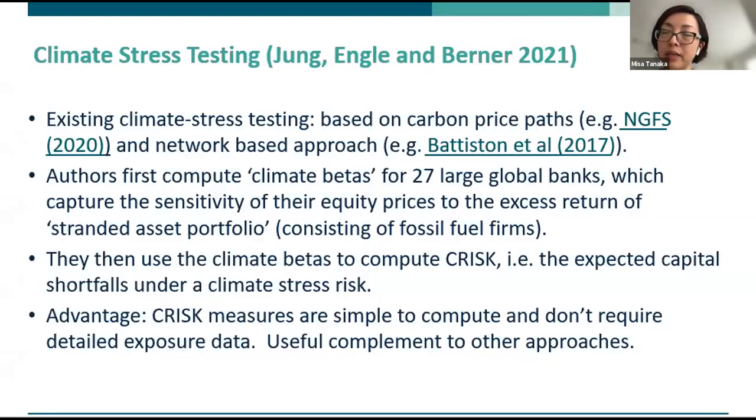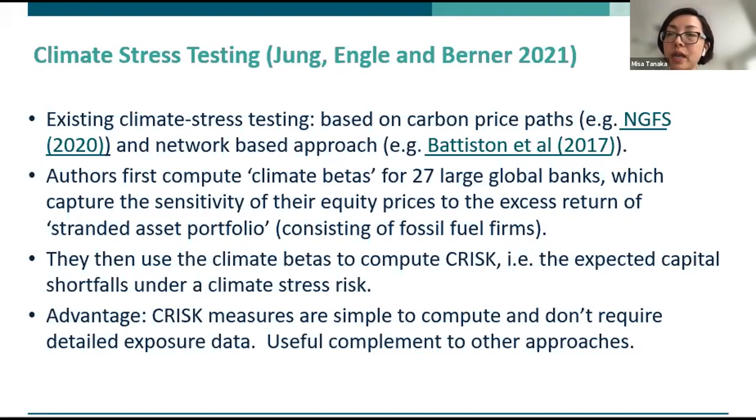compute the capital shortfall for individual banks. By contrast, Professor Engle's approach requires only really equity prices and basic balance sheet data of banks. So what they do here is they compute climate betas for large global banks, which is meant to capture the sensitivity of the equity prices to the excess returns of a stranded asset portfolio, which consists of fossil fuel firms.